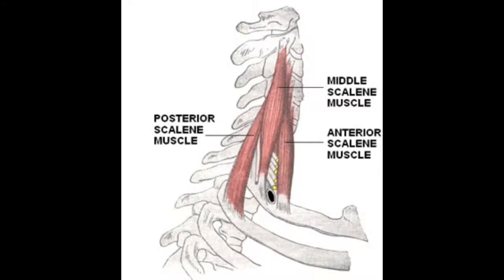Now to the scalenes. Scalene anterior. Its origin is the transverse process of cervical 3 through cervical 6 vertebrae. Its insertion is the scalene tubercle and the cranial crest of the first rib.